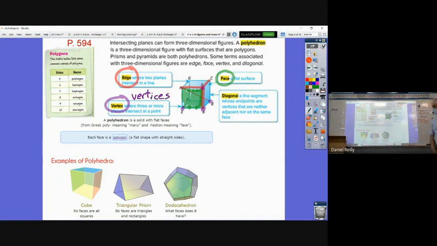Okay? Diagonals are lines in the shape that go from one vertex to another through the middle, but we don't really care about this so much. Okay?